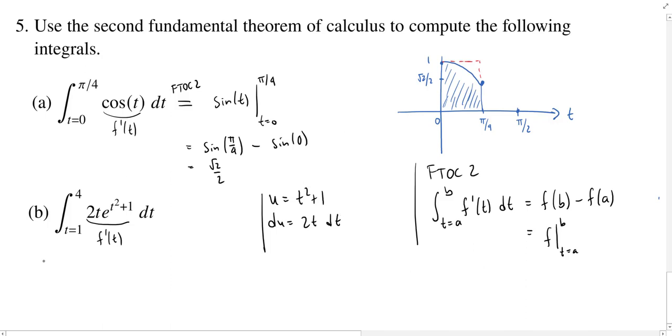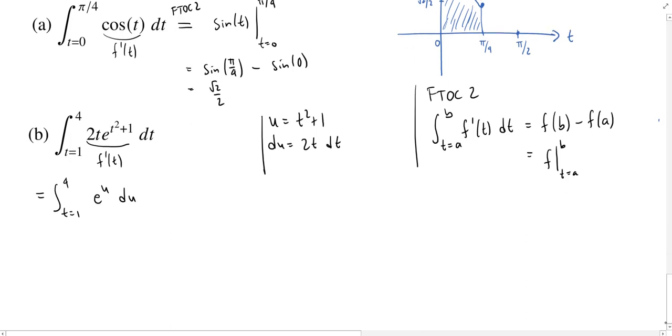And if I do that, then, well, I still have t equals 1 to 4 here, but I can now replace e to the t squared plus 1 with e to the u. And then 2t dt just becomes du. All right. So from here, there's two ways you can go. One way involves changing your t's in the bounds to u's. The other involves back substituting at the end. Let me show you both approaches.